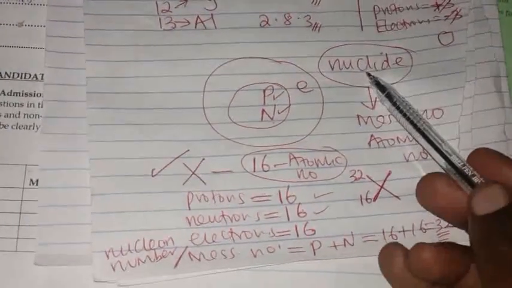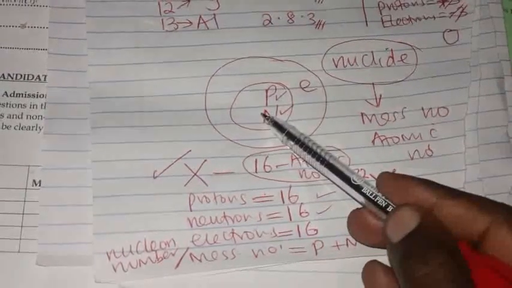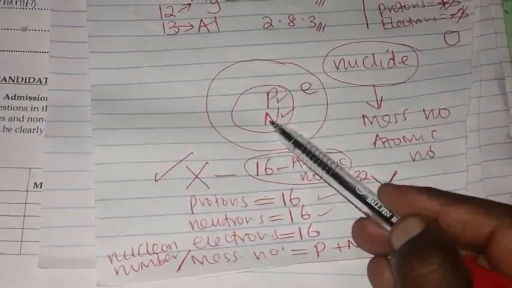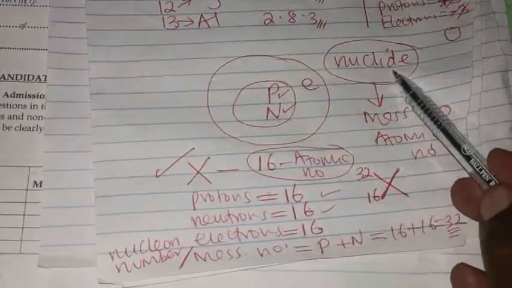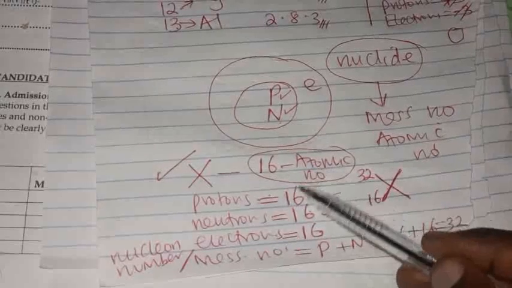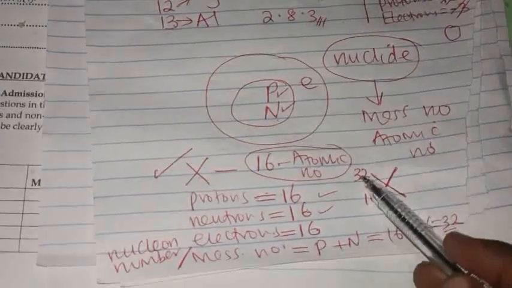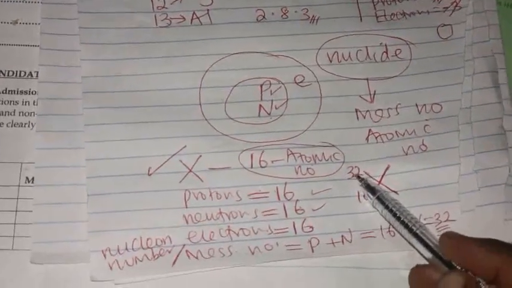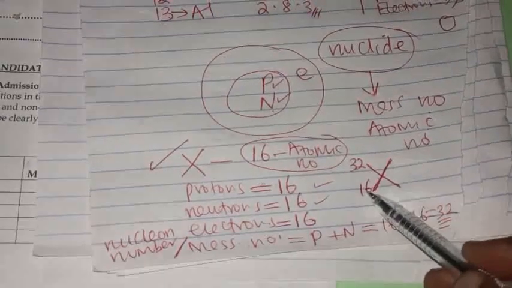So a nuclide is a particular nucleus characterized by the number of protons and neutrons. And to represent this nuclide, I'm going to use mass number and atomic number. And I've told you atomic number is the same as the number of protons. So our mass number written as a superscript is 32, and the atomic number written as a subscript is 16.